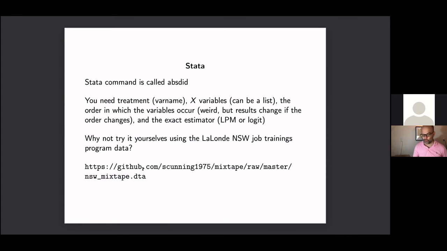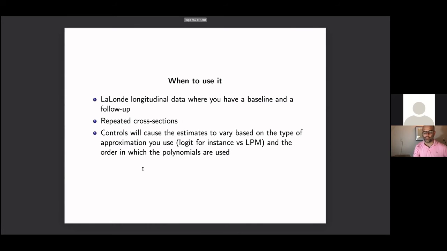So why not? You can do it yourself. You can download this data. You can estimate it yourself. When do you use this, though? When do you use the Abadie estimator? You use it when you have a baseline period and a follow-up period, and you have longitudinal panel data. You can use it with repeated cross sections too, but it's very commonly more commonly used with panel data.